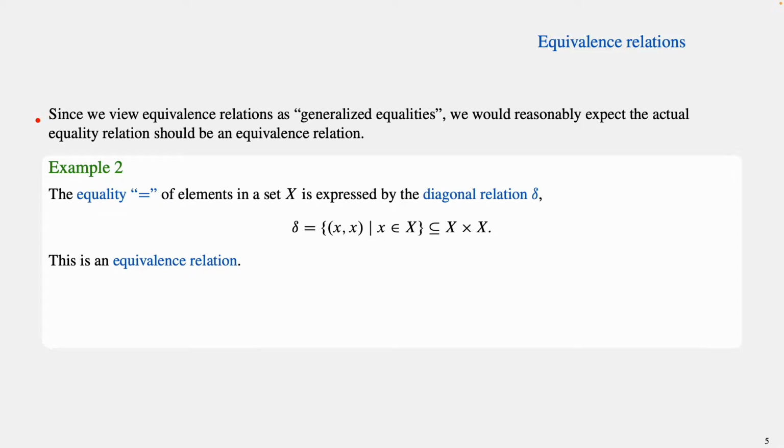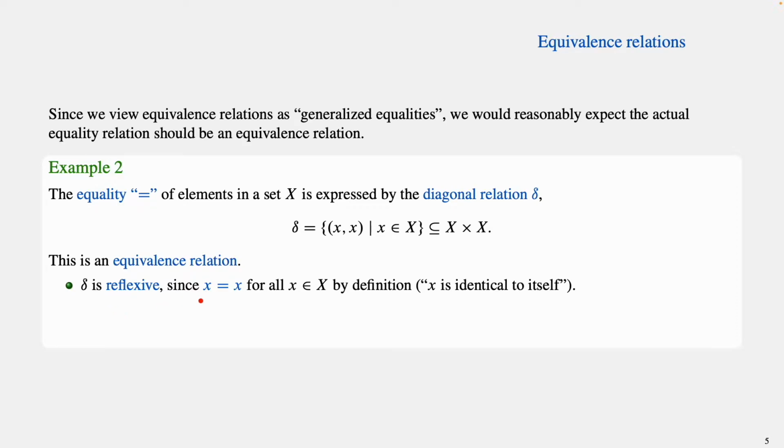And since we view equivalence relations as generalized equalities, it would be reasonable to expect that the actual equality relation is itself an equivalence relation, and we will quickly check this. So the equality of elements in a set is expressed by the diagonal relation. You may recall that from our video on relations. The diagonal relation is defined as the subset of the Cartesian product of X, which contains all the pairs (x, x), so where both entries are identical. And this is an equivalence relation. We will quickly check the 3 properties, even though they're quite obvious.